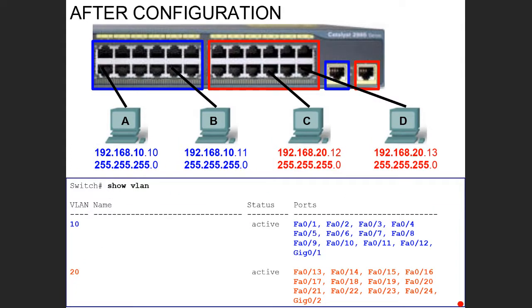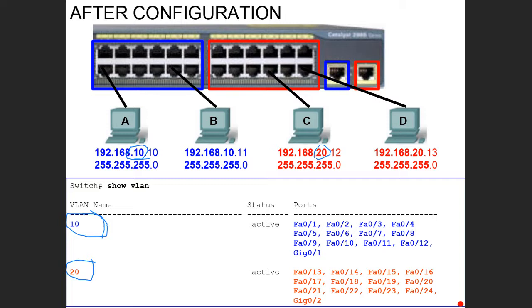After configuration, well, let's say this company has decided that they want to split the advertising department and the marketing department into 2 separate ones for security and performance of the network. So after these proper commands have been issued, ports 1 through 12 and that first gigabit port are in VLAN 10. And they all have 10 as the third octet of their IP address. All the host machines that are configured to be in ports that are configured for VLAN 20 have 20 as the third octet of their IP address. This would be after configuration.